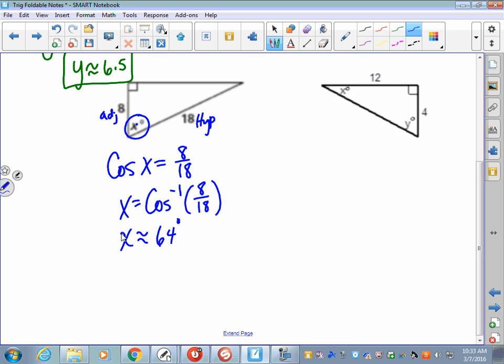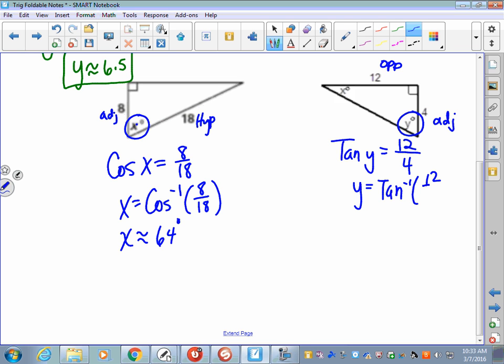Okay, so do you want to start with X again or Y? Okay, so we circle Y. And then we label the parts in relationship to Y. 12 would be what? Opposite. And 4 is the adjacent. So what trig function deals with opposite and adjacent? All right, so we write tangent of Y equals opposite, which is 12, over adjacent, which is 4. So Y is now going to be the tan inverse, because we're trying to find the angle, of 12 over 4. So do your tan inverse of 12 over 4.